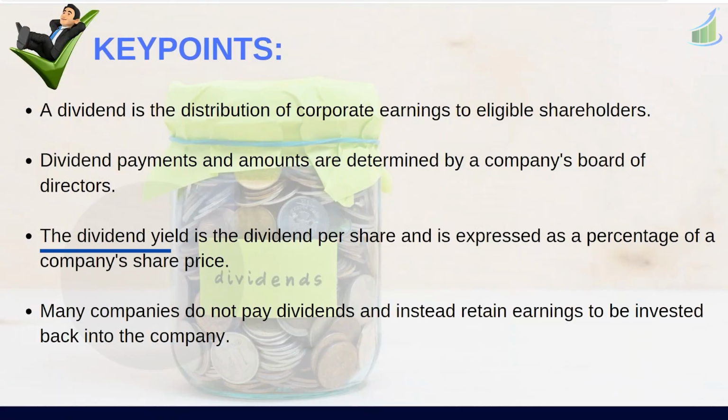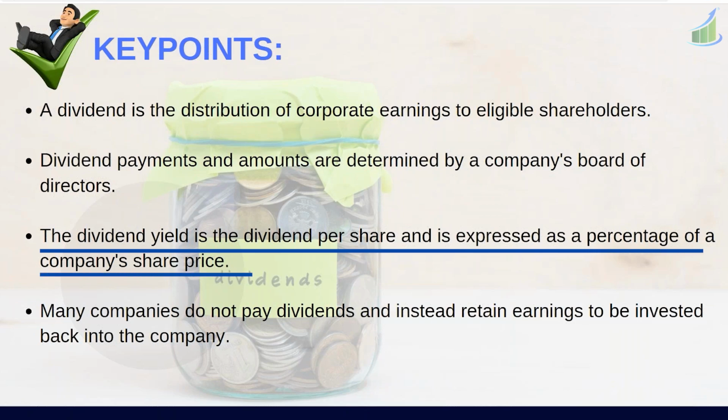You know, sometimes companies do make profit and they don't want to share any profits because they want to reinvest in company's growth. That's also fine because the share price will keep on increasing if the company's decisions are correct. But sometimes companies prefer to distribute this money to their shareholders. The dividend yield is the dividend per share and is expressed as percentage of company's share price.